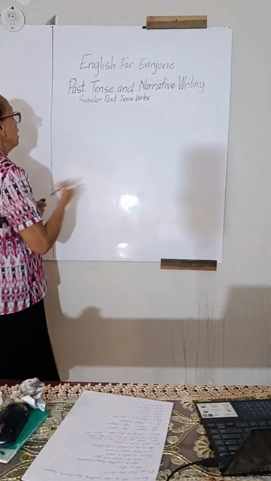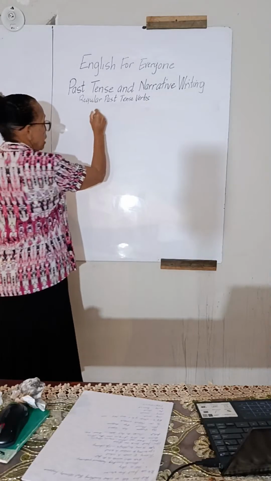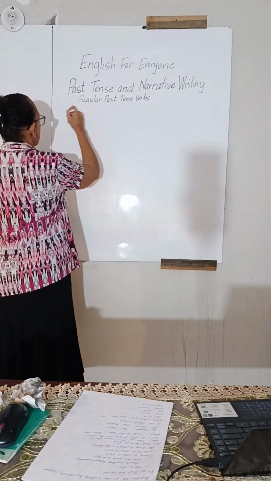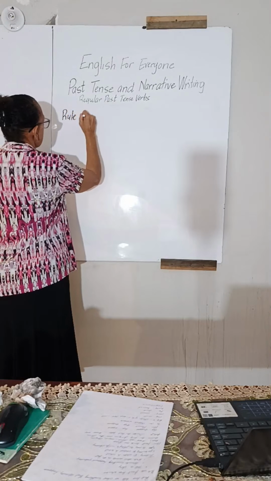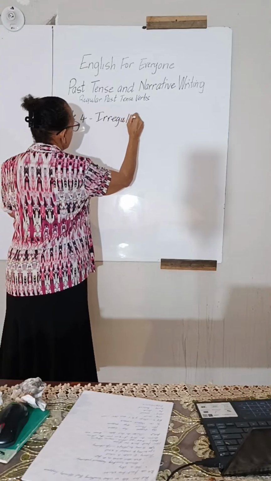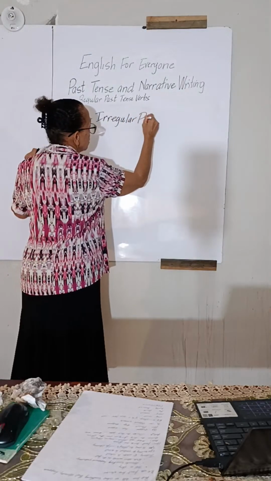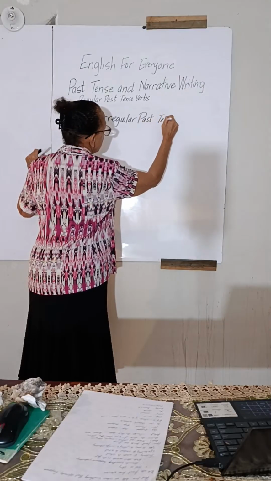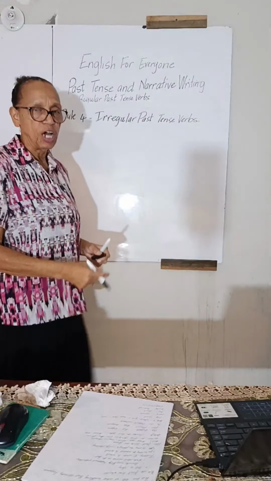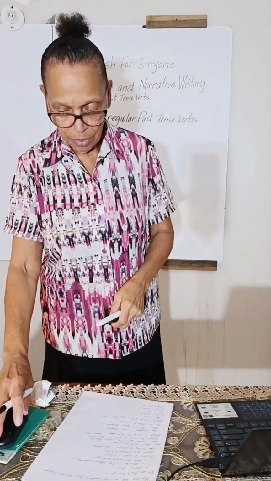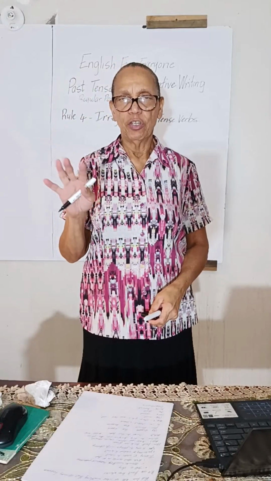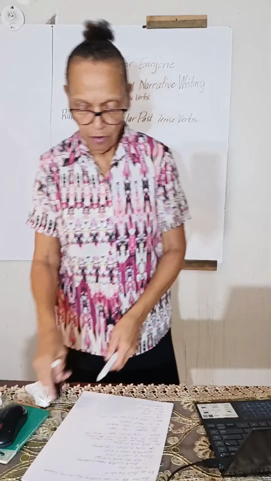Rule 4, and that is irregular past tense verbs. Remember, we are looking at action verbs. Irregular means that they do not follow any set pattern.